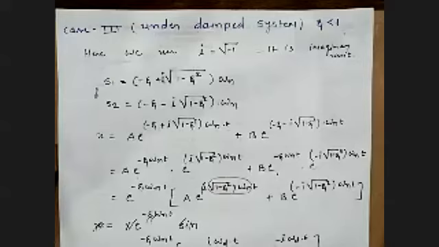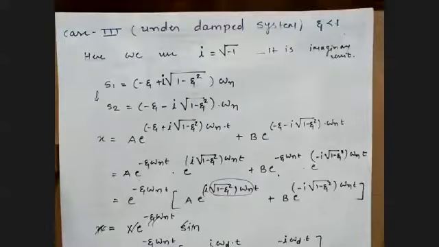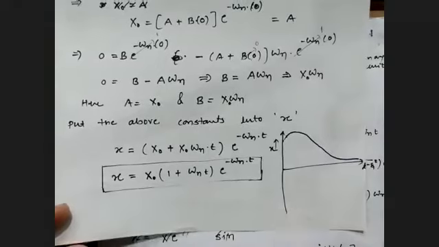Before starting the session, let us discuss what we covered in the last session. In the last session, we discussed case number 2, where zeta is equal to 1, that is the critical damped system, and we got the response of that critical damped system. So this is the critical damped system, and here is its response.